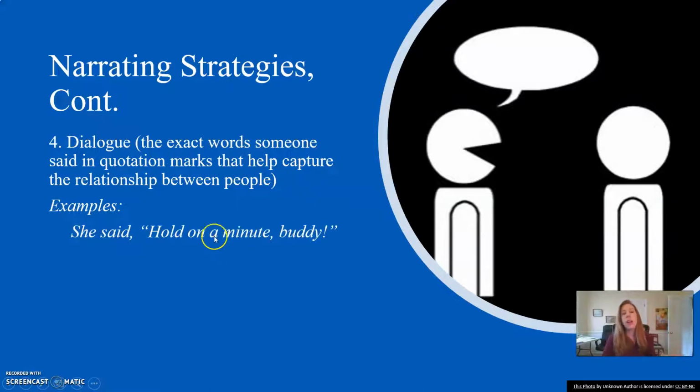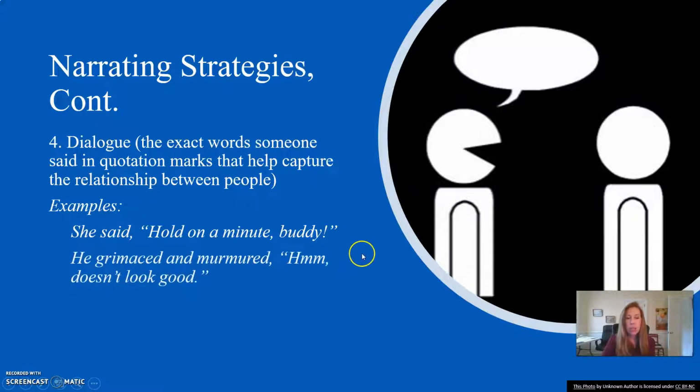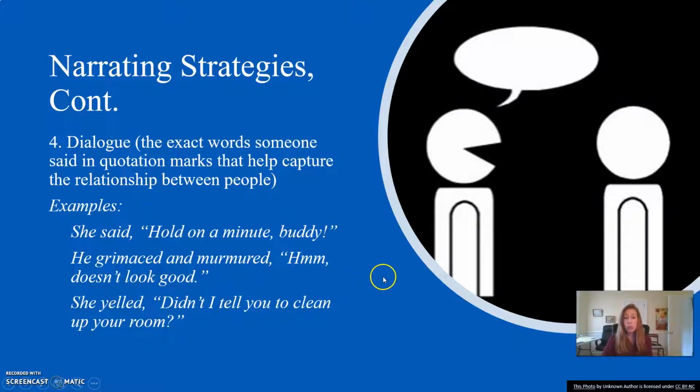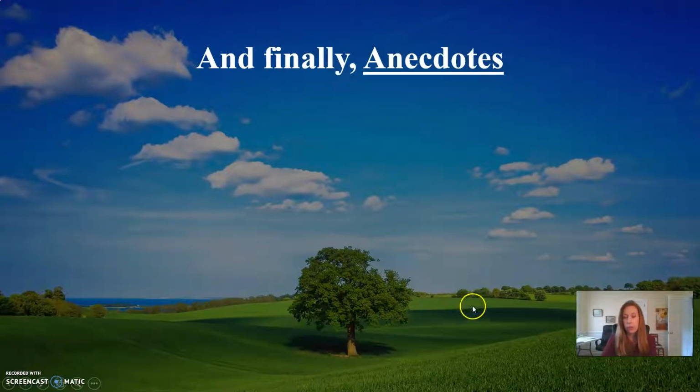So this could be an example in someone's paper. She said, "Hold on a minute, buddy." You can imagine the kind of person who would say that, "Hold on a minute, buddy." It gives you some insight into their personality. Here's another example. He grimaced and murmured, "Doesn't look good." She yelled, "Didn't I tell you to clean up your room?" So those examples of bits of dialogue in your paper can really help your readers see and hear the scene that maybe you remember having, the conversation you remember having with the person that you're writing about.